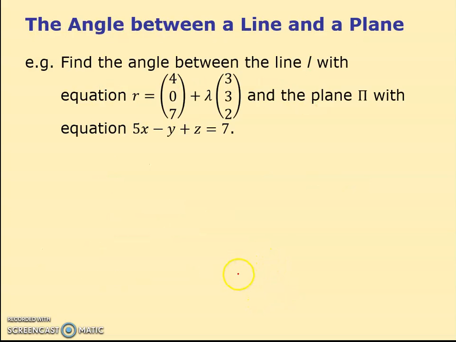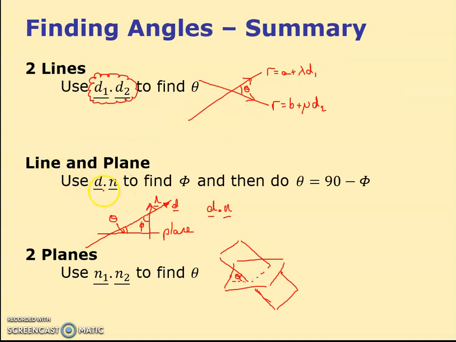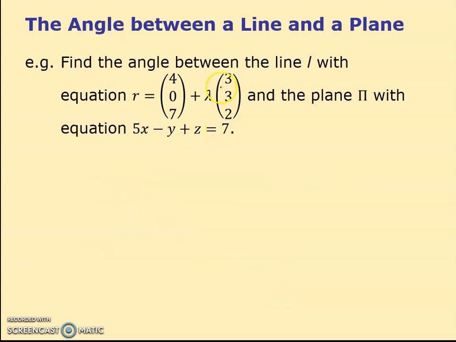So here's my first one. It says the angle between the line and the plane. And so notice what I said just now. Angle between the line and the plane is d dot n. That's what I'm going to do. So what's my direction vector? For my line, my d is this bit here, the thing that's attached to the lambda, 3, 3, 2. My normal vector is 5, minus 1, and 1. And notice the 7 doesn't matter, the 4, 0, 7 doesn't matter. That doesn't affect the angle. It might affect where it hits, but it doesn't affect the angle. So I'm going to dot these.